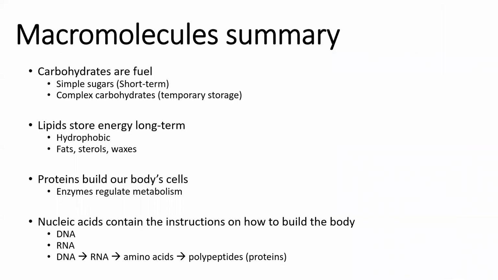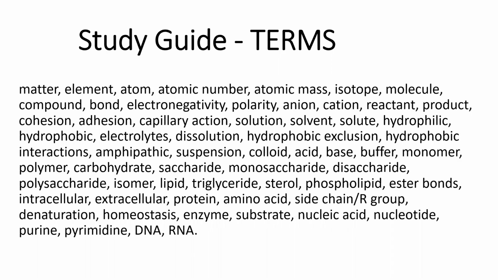All right, so just for the summary, go through it on your own: the carbohydrates, the lipids, the proteins, and the nucleic acids, and all of their functions in biological organisms, what they're used for. For example, what biological organisms use carbohydrates for, what the lipids are used for, what the proteins are used for, and finally, what the nucleic acids are used for. Okay, so that is the end of chapter 3. These are your study guide terms.